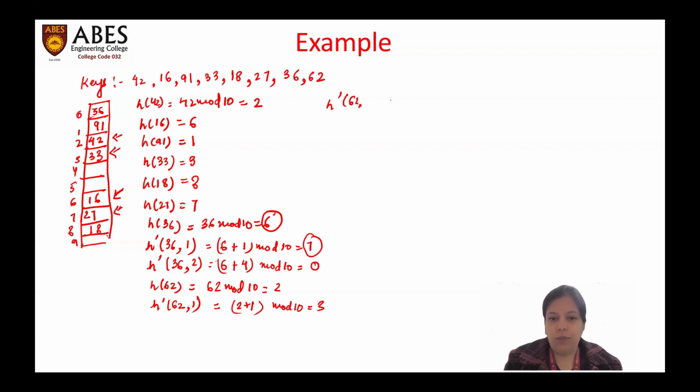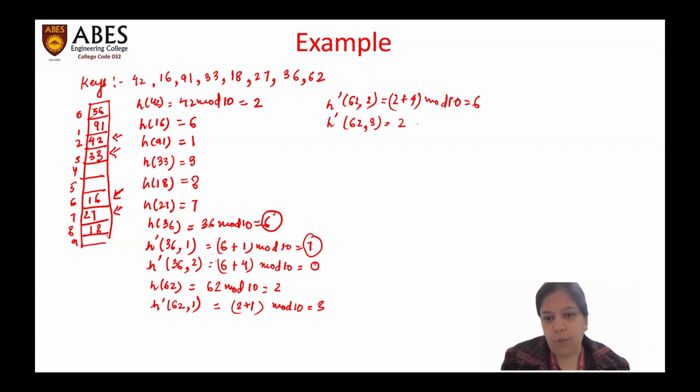For h'(62, 2), we get 2 plus 2 square, that is 4, mod 10, and this time we get a value 6. Again, at index 6 there is a collision. So we probe further for i equals 3, and here we will get 2 plus 9 mod 10.